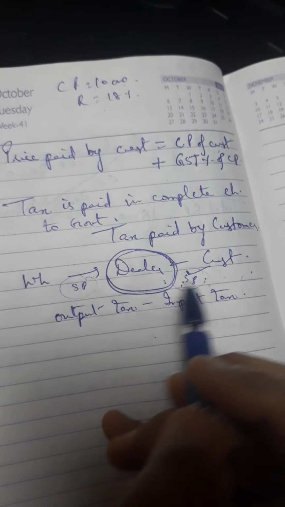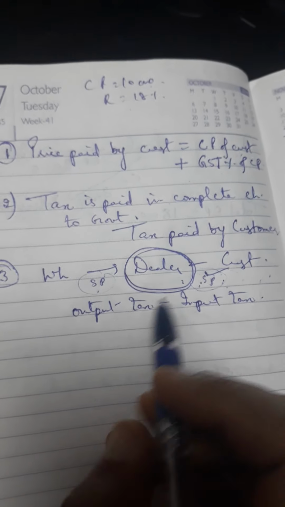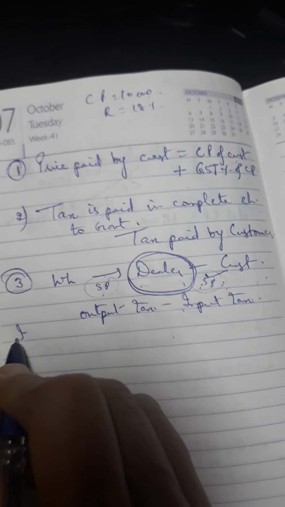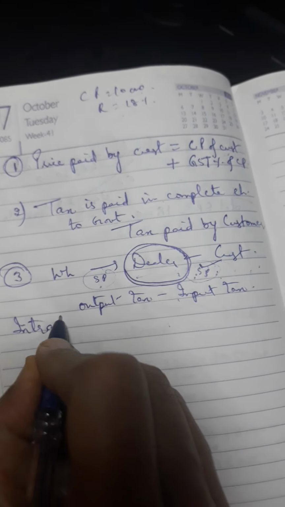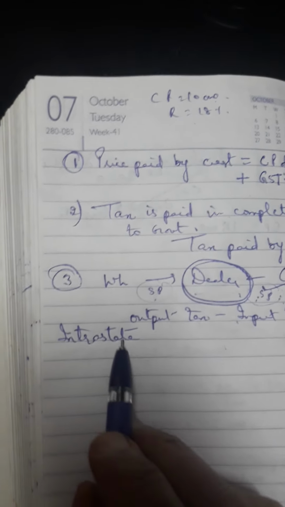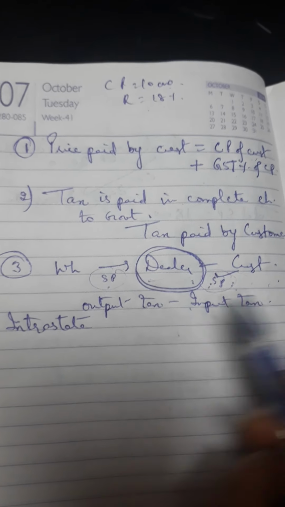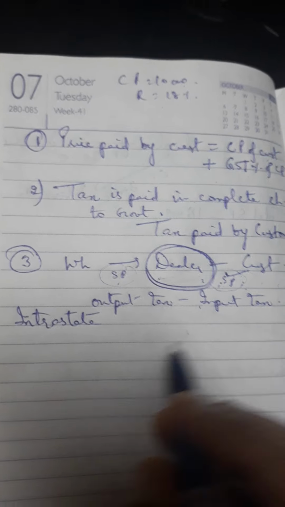Here you get output tax, here input. We subtract and we get the GST paid by the dealer. Now this is when it is intrastate. That means within the state. So directly it is output tax minus input tax.